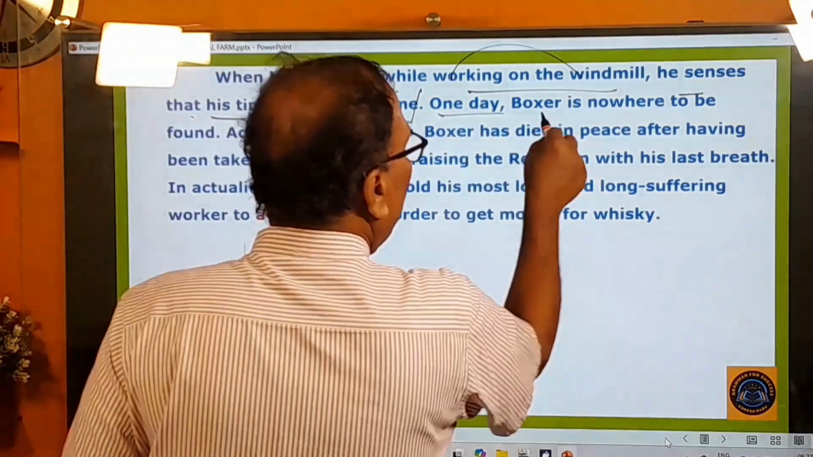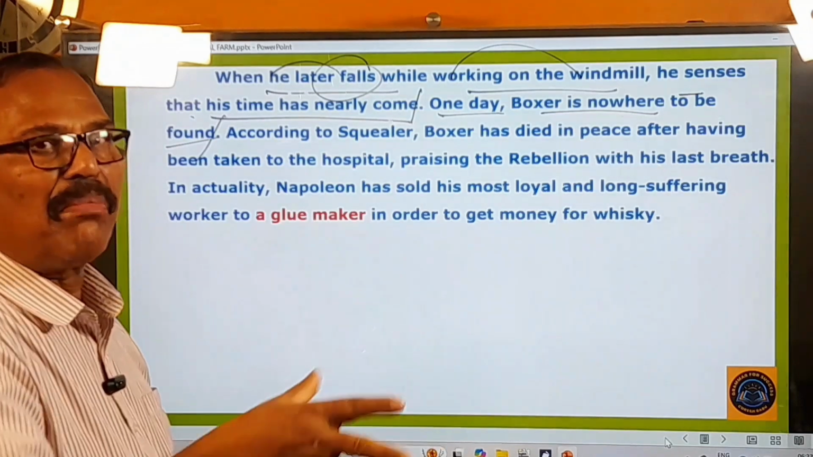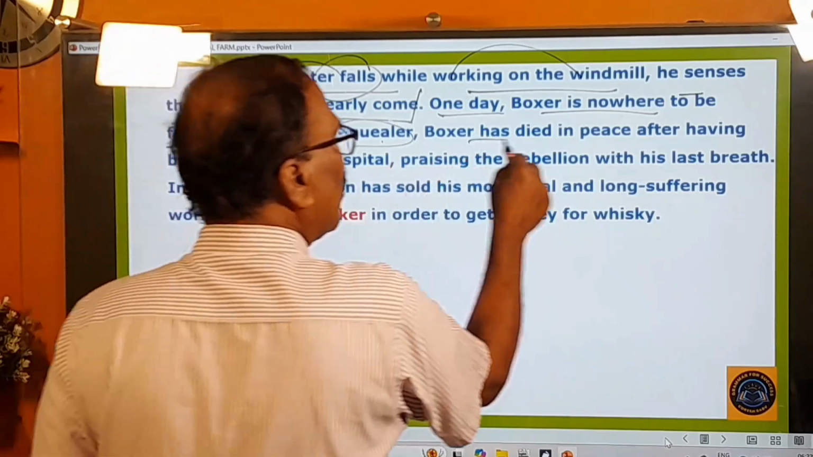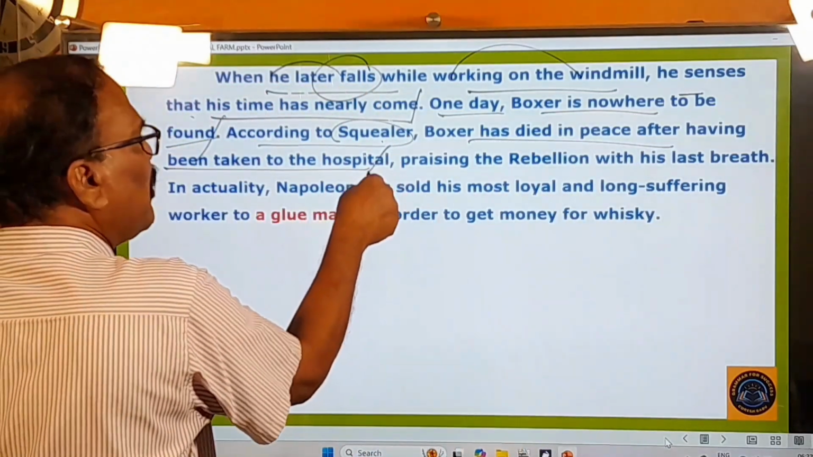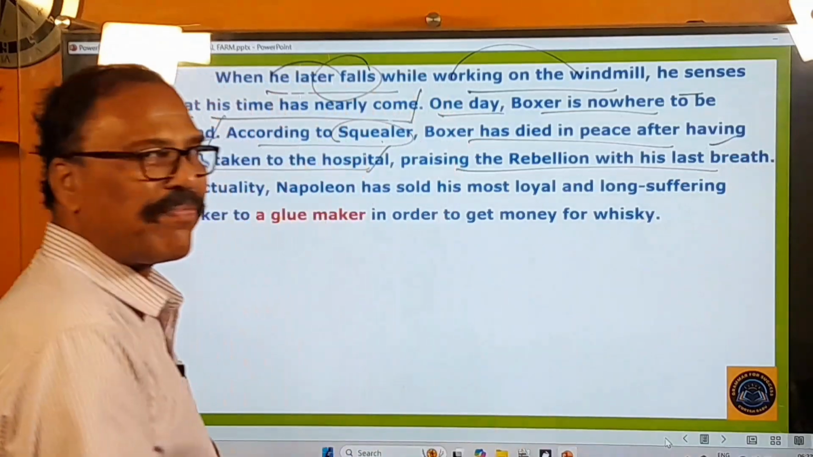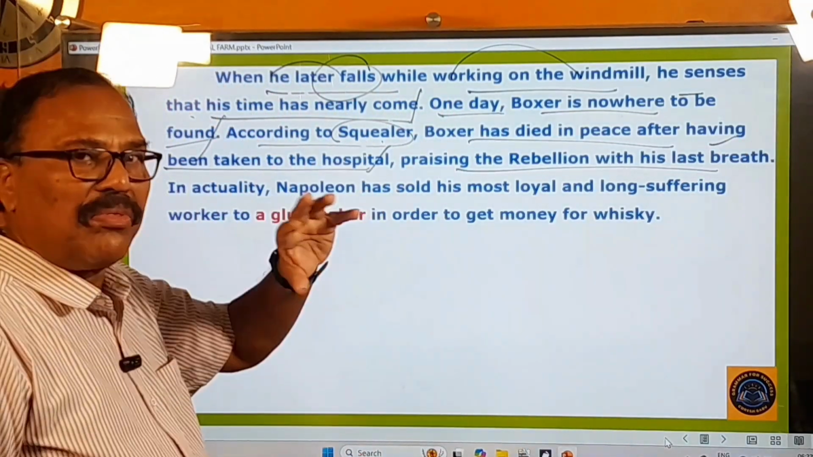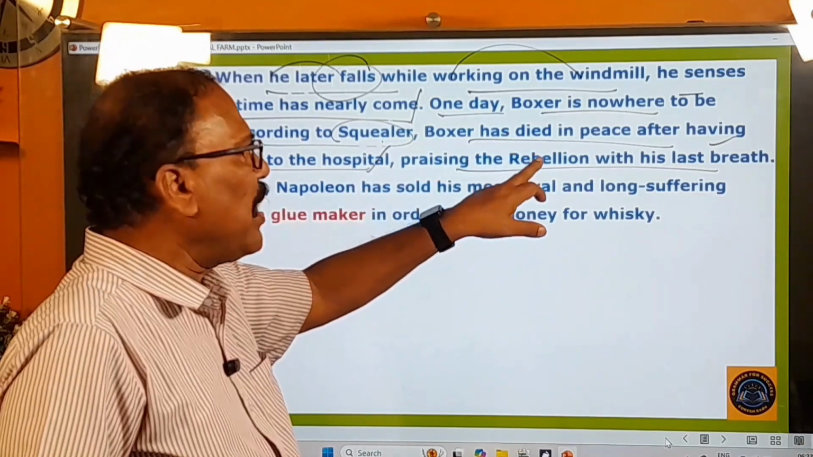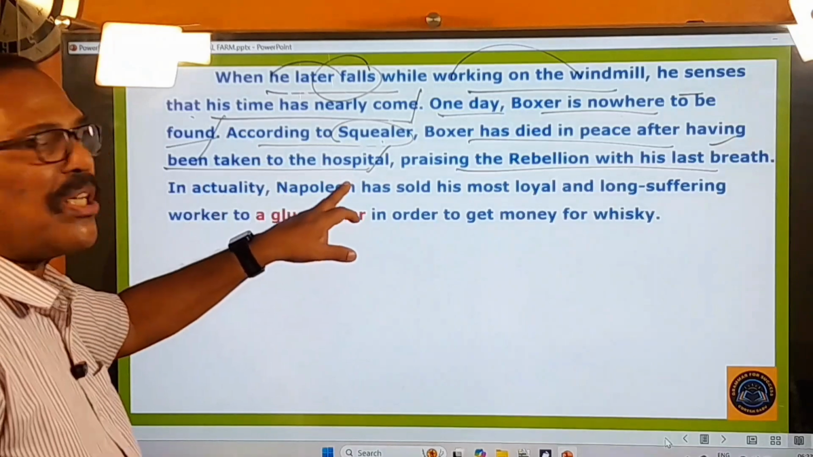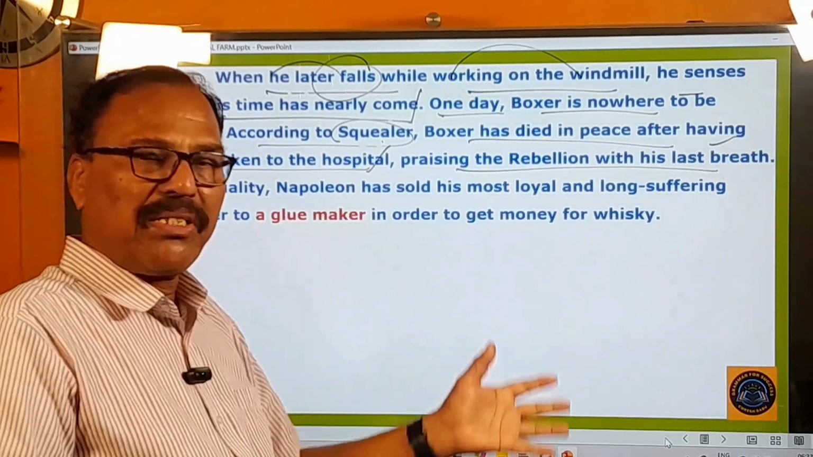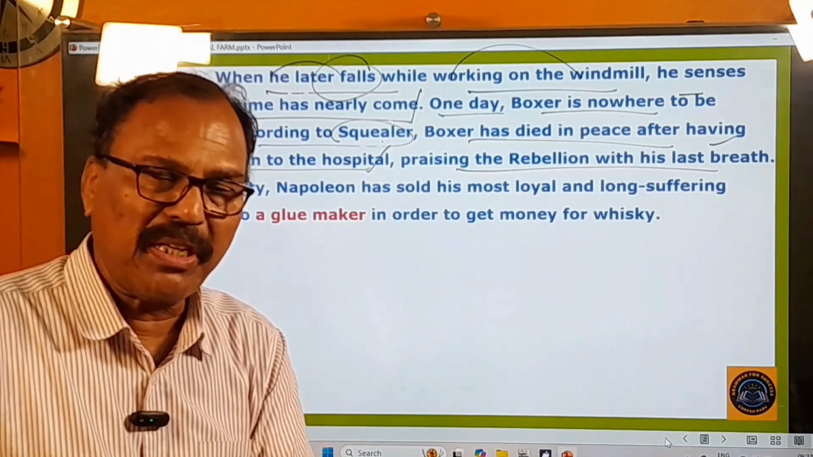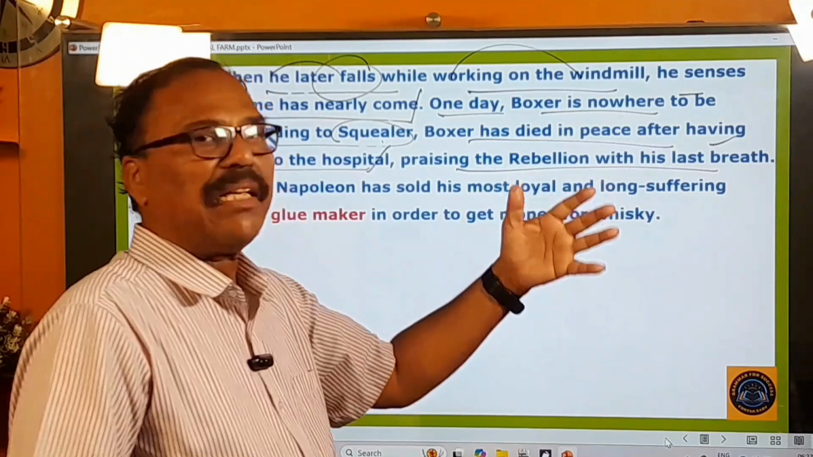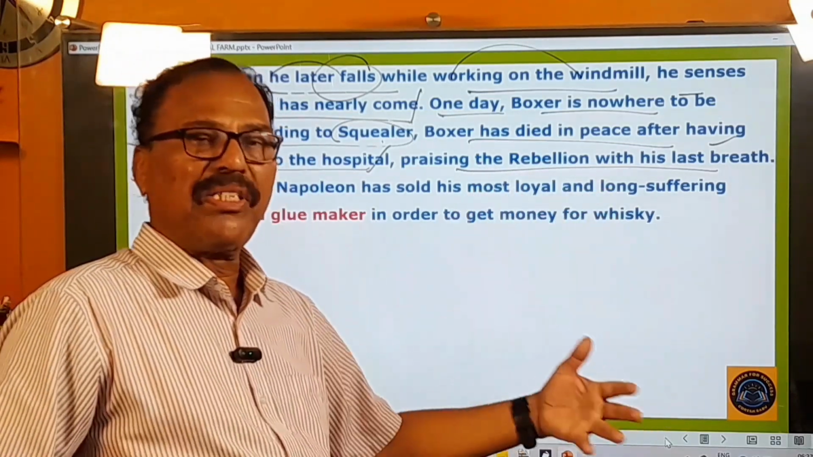One day, Boxer is nowhere to be found. After a few days, Boxer was nowhere to be found, according to Squealer. And then Squealer says Boxer has died in peace after having been taken to the hospital, praising the rebellion with his last breath. And this Squealer, the propagandist, the twister of message, what did he do? He says that Boxer has died in peace after having been taken to the hospital. So he has said to other animals that this Boxer has been taken to hospital for the treatment of his injuries, but in that hospital, praising the rebellion, he has breathed his last. That means he has passed away, he has died.